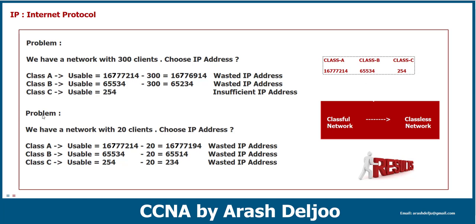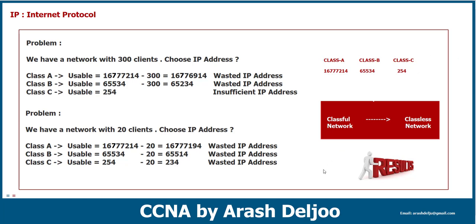Look at here. This is the second example. We have a network with only 20 clients. Choose which IP address class is good for us. If we use class A, we should waste many IP addresses, and this is not a good choice. If we use class B, again we should waste many IP addresses. And if you use class C, you use 20 IP addresses from one class C, and again you will waste many IP addresses. Again, here we have the same problem.